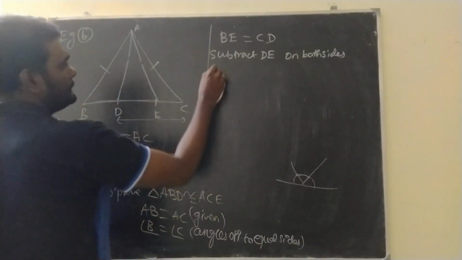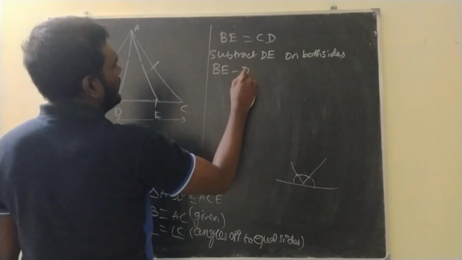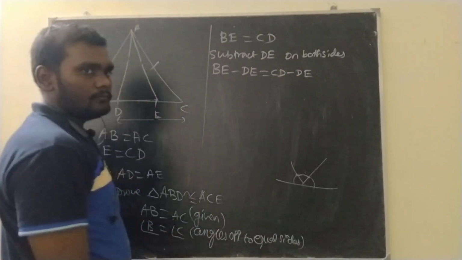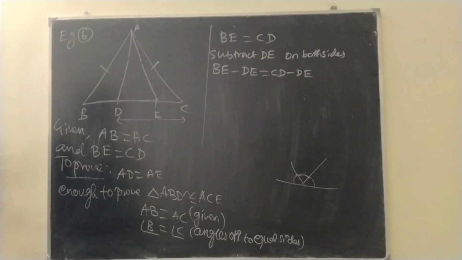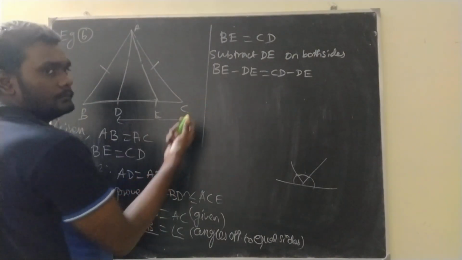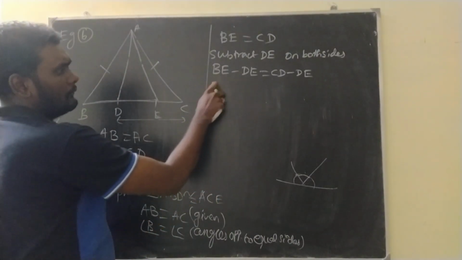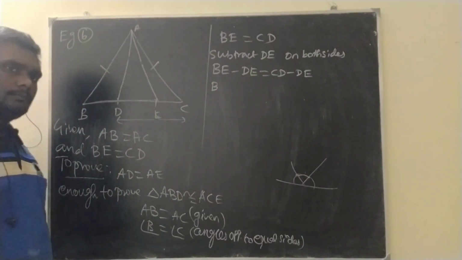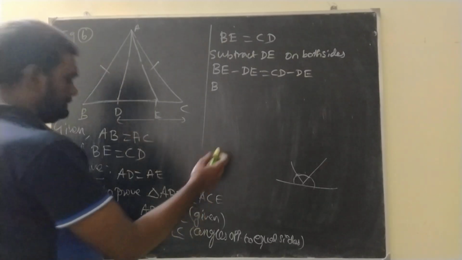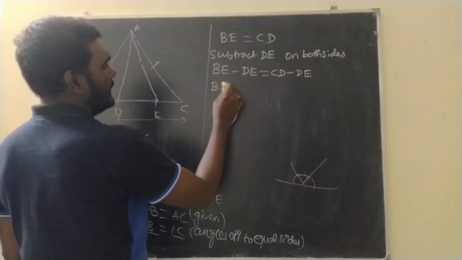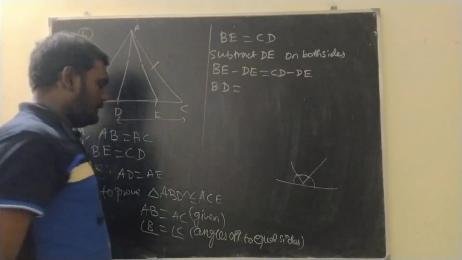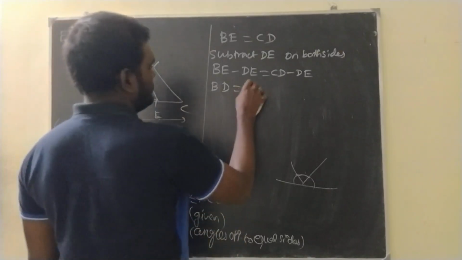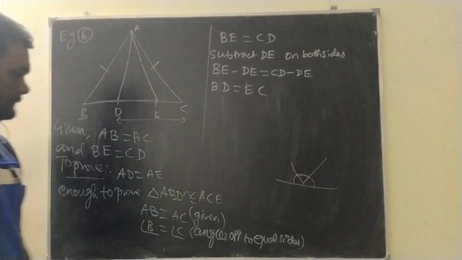Then we can have BE minus DE, CD minus DE. BE minus DE will give you what? BE minus DE will give you BD. Am I writing the corresponding sign? Yes, BD equals CD minus DE will give you EC.